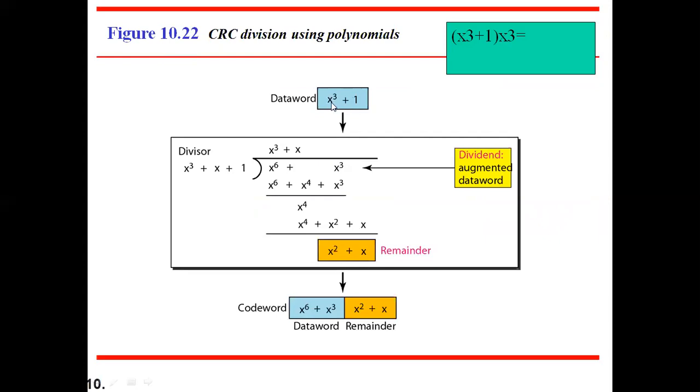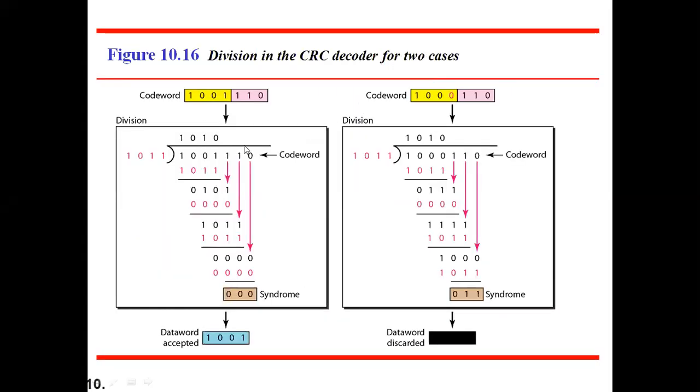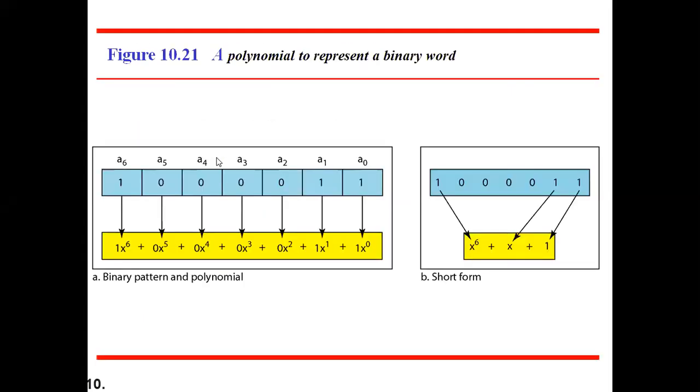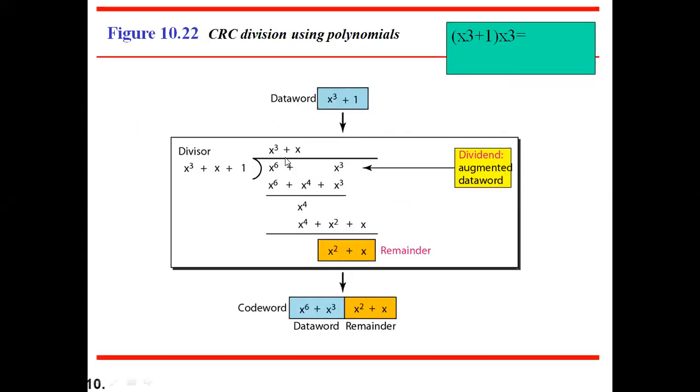Then our data word is x to the power 3 plus 1. There, what data word had we used? 1001. Then definitely x to the power 3, the remaining 2 are 0, then directly 1 is there. Same example only is taken, but the only thing is it is in the form of a polynomial. But here, this we call a generator polynomial.